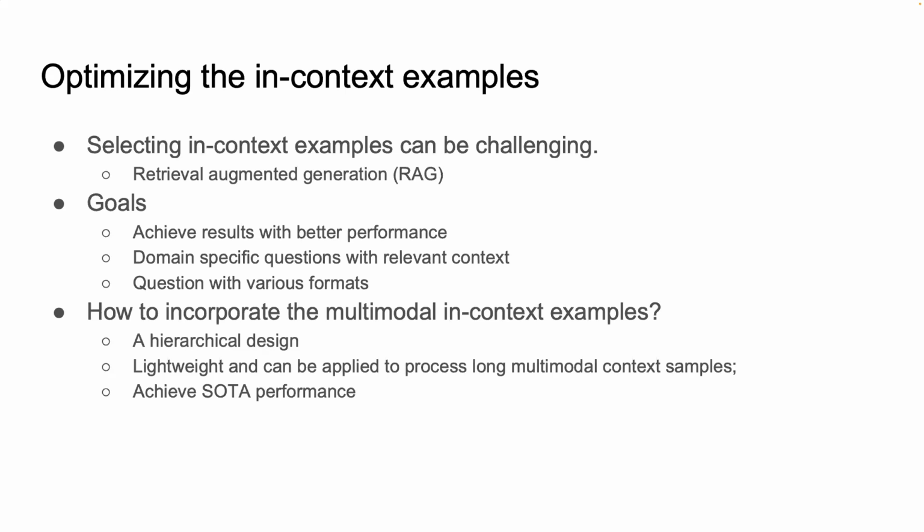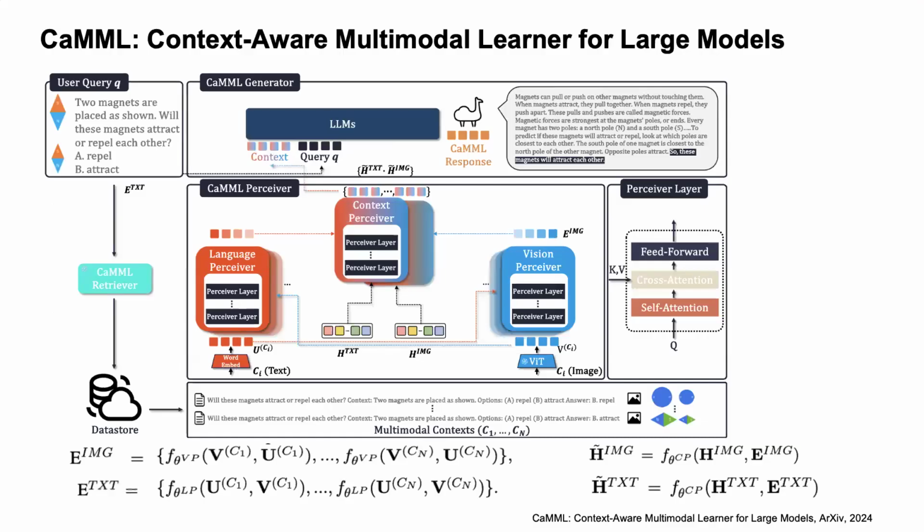Just to give a little bit of overview, we design a hierarchical architecture that integrates the retrieved examples. Our method, as the title indicates, is also very lightweight. This talk is about efficiency. It is very lightweight, and it can also be applied to process long multimodal context examples. We also achieve state-of-the-art performance. We outperformed LLaVA with this module integrated. Here is the diagram showing how it works. As I said, we get inspired by RAG itself. So let's go over it one by one.